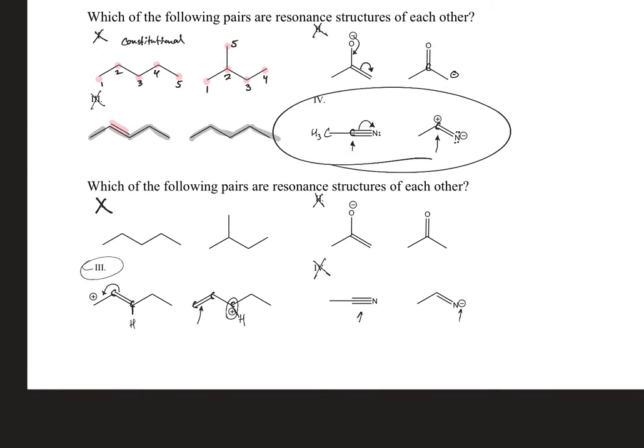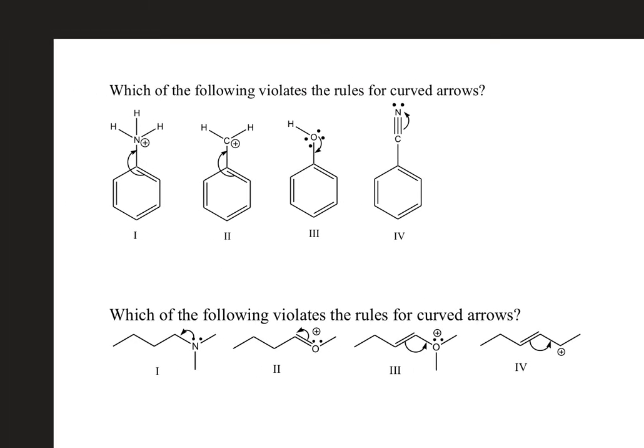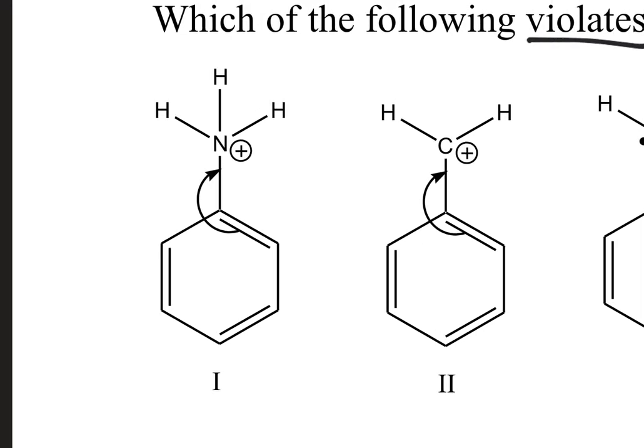Next question, which of the following violates the rules for curved arrows? Molecule 1, as shown, will violate the rules for arrow pushing formalism because you have electrons going to this nitrogen, which has already 8 valence electrons, but there's nowhere for any of the electrons that are already on it to go because they're all sigma bonds.